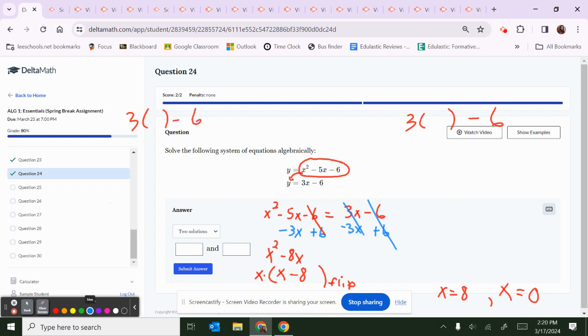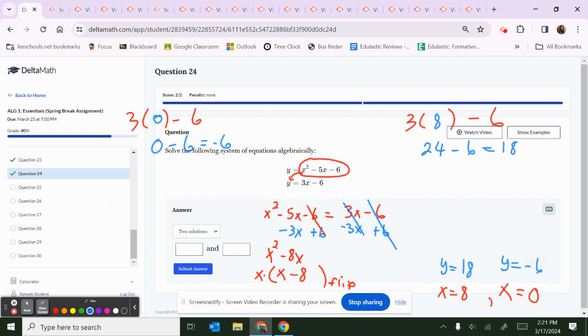I'm going to plug in 8. So 3 times 8 is 24. 24 minus 6 is 18. So when x was 8, the y that goes with it is 18. Here I'm going to plug in 0. 3 times 0 is 0. 0 minus 6 is negative 6. So when I plugged in 0, the y that went with it was negative 6.